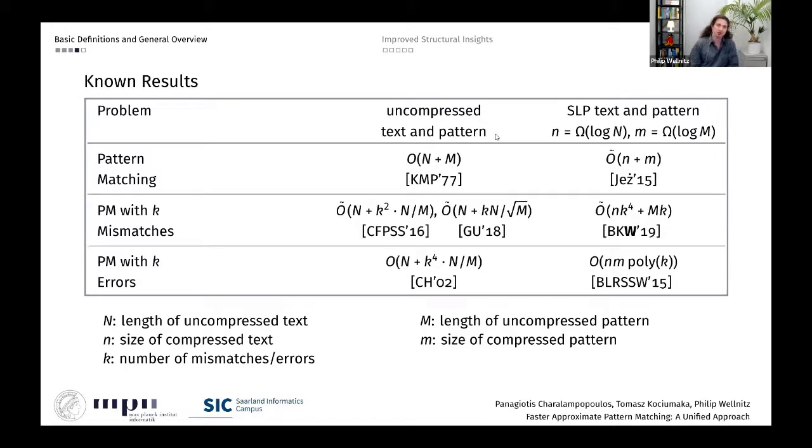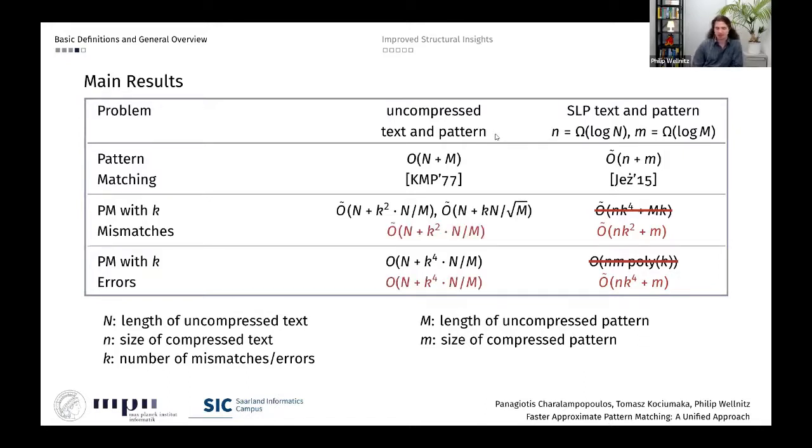So what we do in this work, among other things, is fix this picture by providing almost linear time algorithms for both approximate pattern matching settings. In fact, our algorithms are rather general, so they also give alternative algorithms for the uncompressed settings that match some of the fastest known algorithms there.